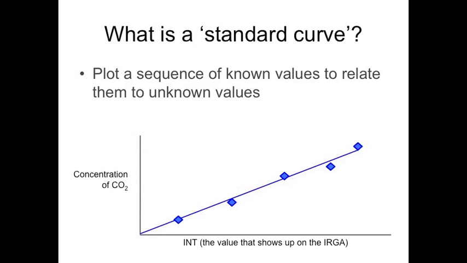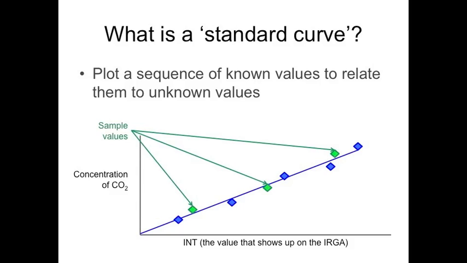In our case, we know the amount of CO2 in our reference gas, and we measure the int value, which is the number that shows up on the instrument. When we measure our samples, we will measure their int values, but we want to know how much CO2 there is. We get the amount of CO2 in each sample by relating those int values back to our standard curve. Int here refers to integral, because the instrument is integrating under a curve to get each measurement.